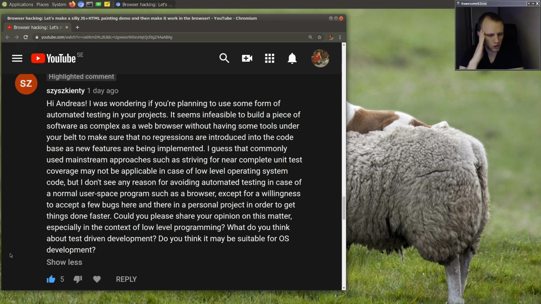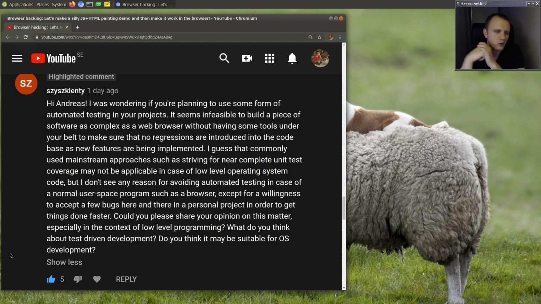Could you please share your opinion on this matter, especially in the context of low-level programming? What do you think about test-driven development? Do you think it may be suitable for OS development? So these are very good questions, Siskanti, so thank you for asking about this.